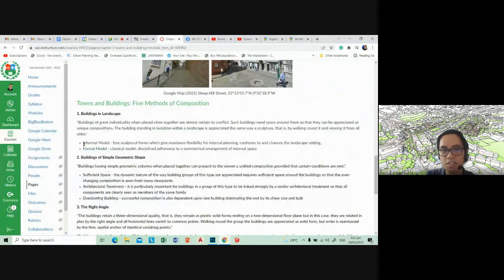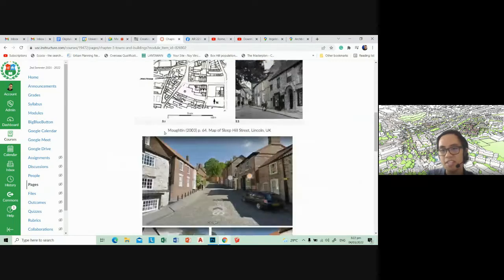So this building, the Montage building, would fall under the informal model, but it would have been better if it had more space to breathe, basically. So I guess even Moughtin disagrees with me.